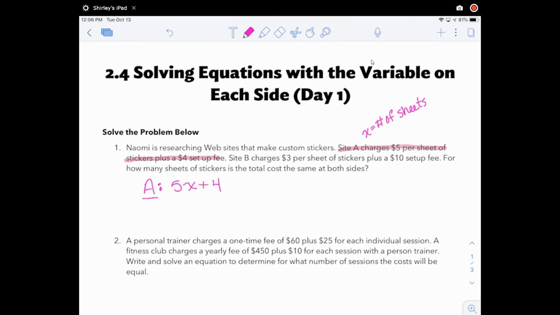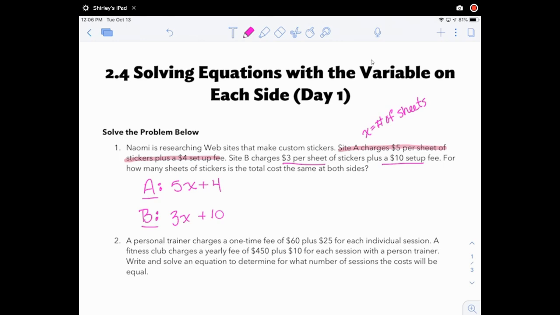$5 times how many sheets I have, and then it's just a $4 one-time fee. No matter how many I buy, I'm paying $4. So for site B, if it's $3 per sheet plus a $10 setup fee, what would my equation be? So 3x plus 10. So $3 per sheet plus that $10 fee.